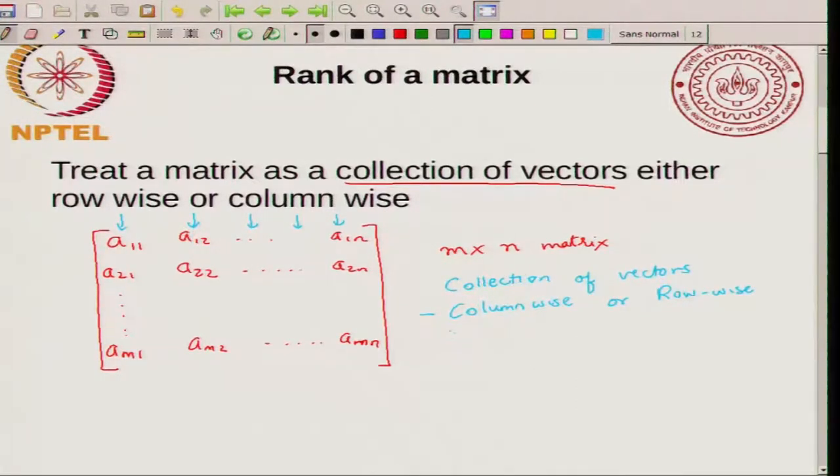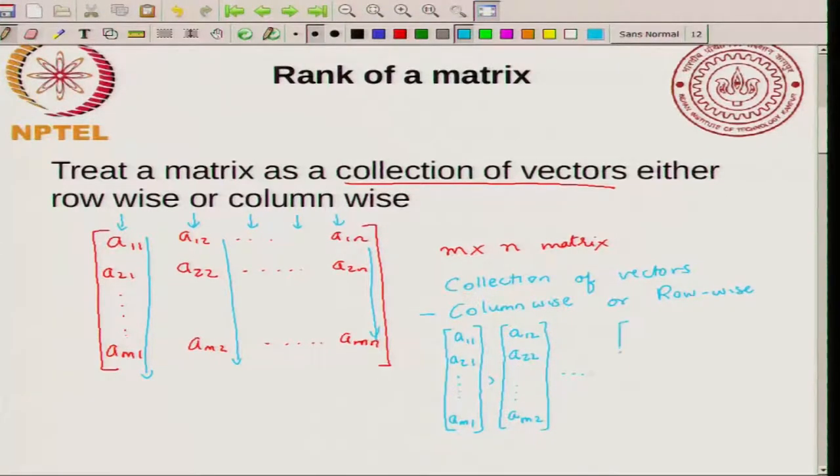So suppose I want to think of this as a collection of column wise vectors. So column wise I would just say A11, A21, I would treat this as one vector. Then I would think of another vector A12 up to AM2. So you can see all the way. So what I'm doing is I'm treating this column as a vector, this column as a vector, each of these columns as a vector. Okay. So all the way up to A1n, A2n, all the way up to AMn. So if I treat it column wise, I have n vectors, n column vectors.